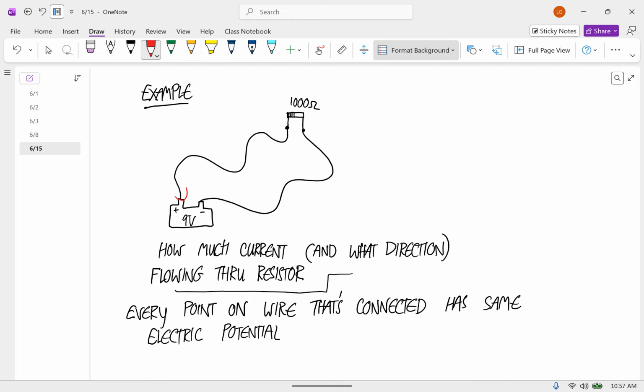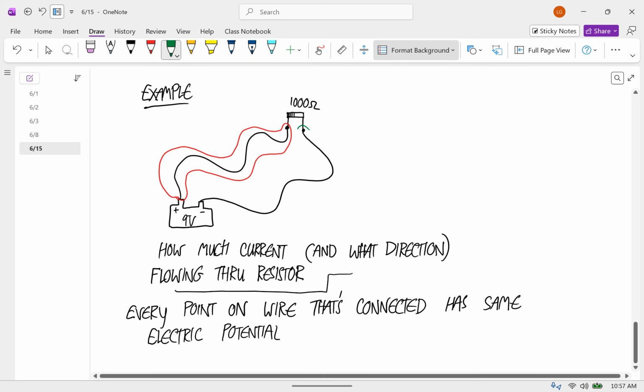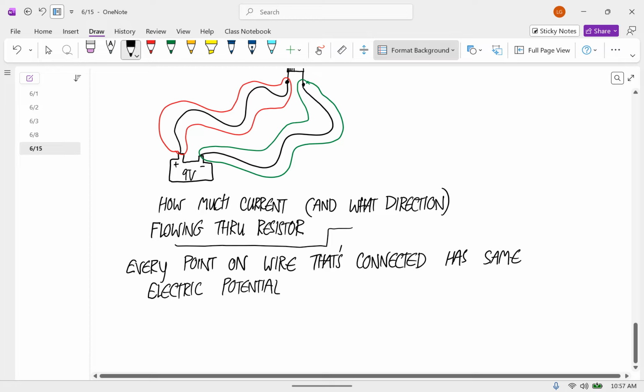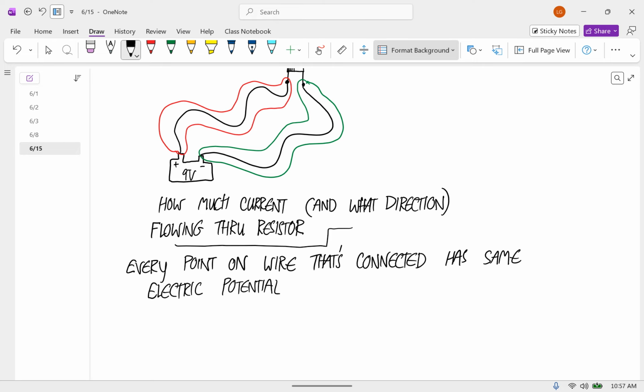So all of this has the same electric potential, and all of this has the same electric potential. All of those points with the same electric potential are called nodes, or a node. So all of this that's circled in red is a node, and all of this circled in green is a node.